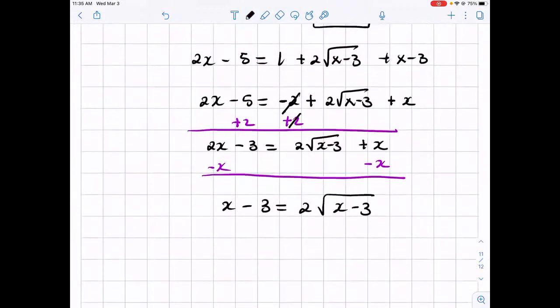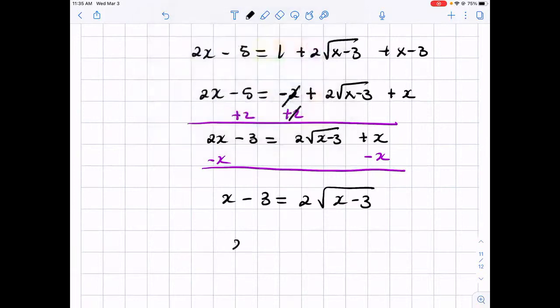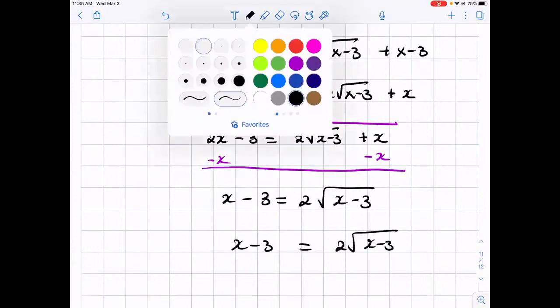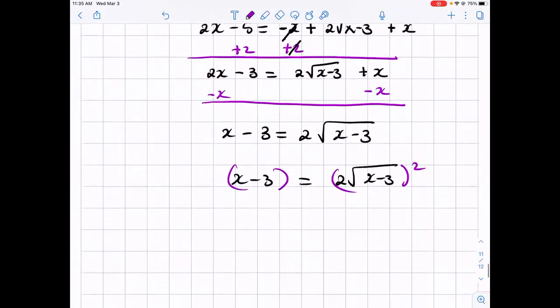If the root is by itself here, what I can do is square both sides. So we have x minus 3 is equal to 2 times the root of x minus 3. If I square both sides, that will get rid of the square root. So by squaring, if you square this, you get x squared minus 6x plus 9. And when you square this side, the 2 gets squared also, so you get 4 times x minus 3.